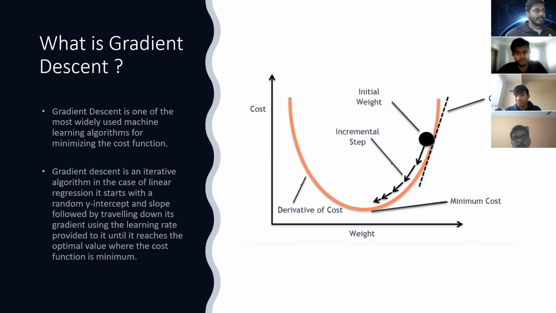Gradient descent is an iterative algorithm which, in case of linear regression, starts by providing a random y-intercept and a slope, which then slowly travels down the gradient and tries to minimize the cost function. Next slide.